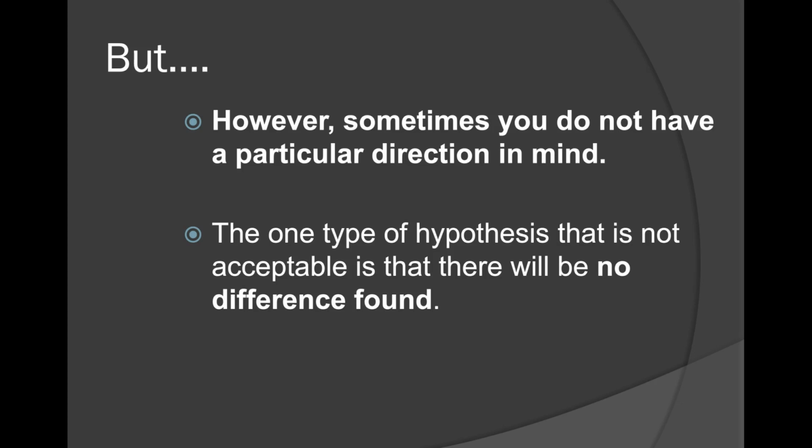The one type of hypothesis that you don't want, so we had a directional, going up, going down, getting better, getting worse, or it will make a difference, but you don't know whether it'll be a positive or negative difference. But the one kind of hypothesis that you don't want to have, in other words, you don't want to predict that there will be no difference found. If you are aware of statistics and have heard of a null hypothesis, that's what you posit in a null hypothesis, that there's no difference, and statistically you want to find the difference.